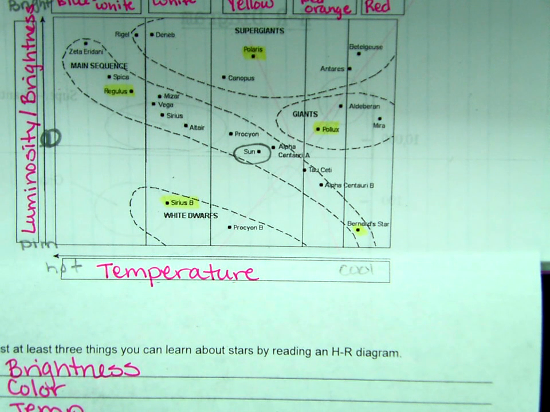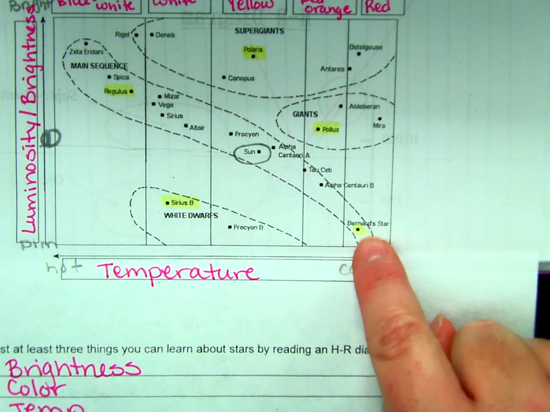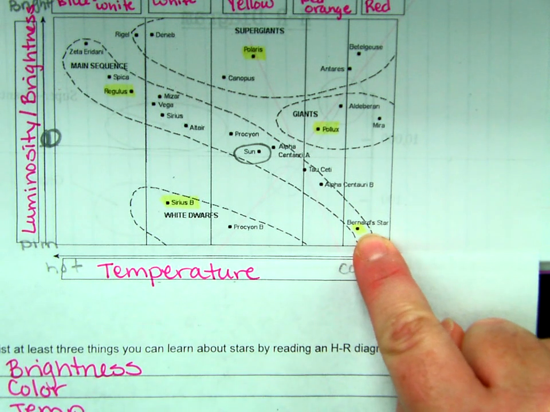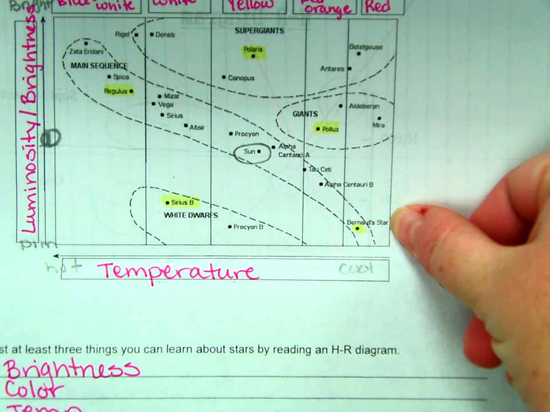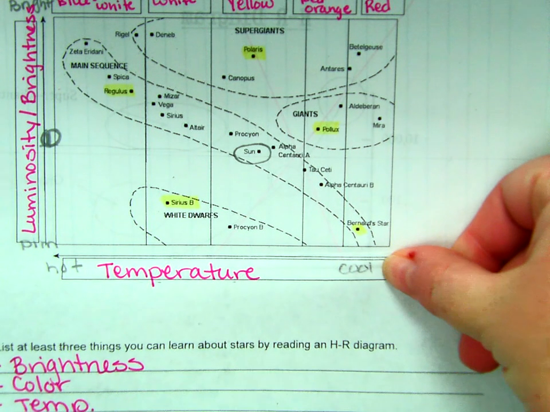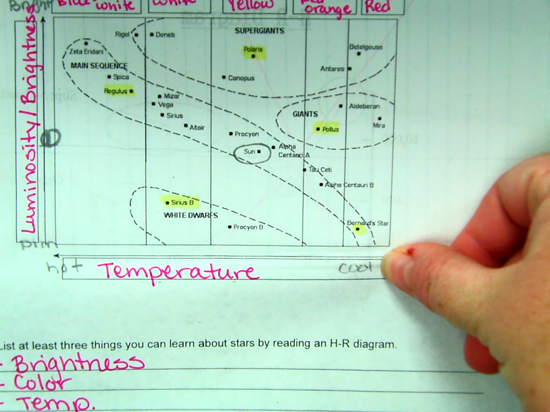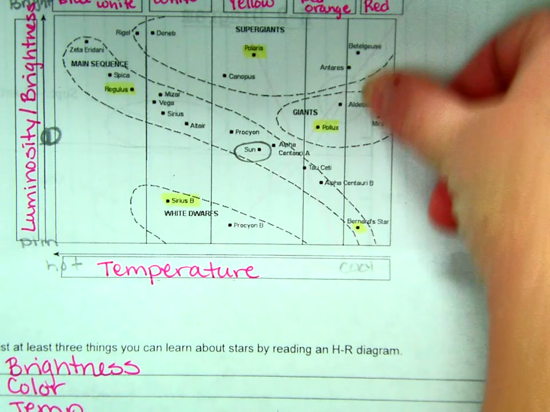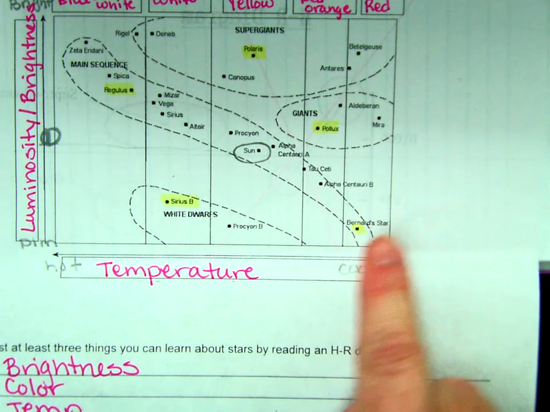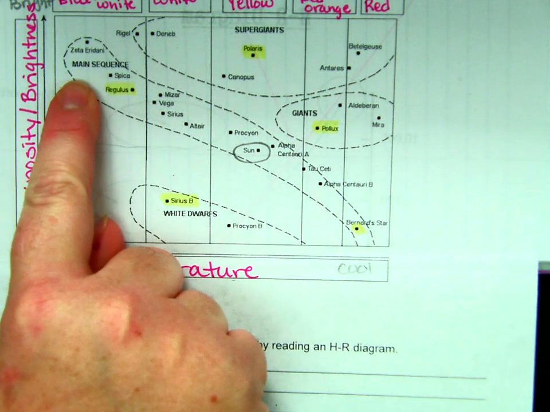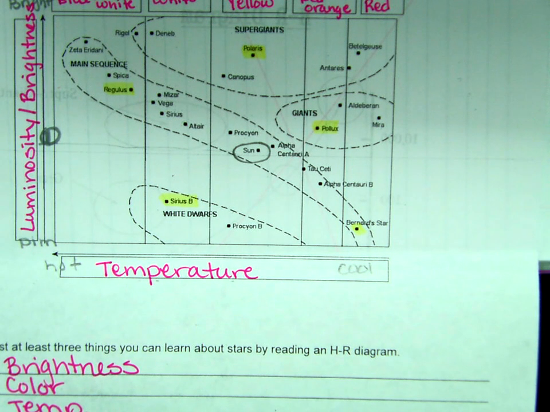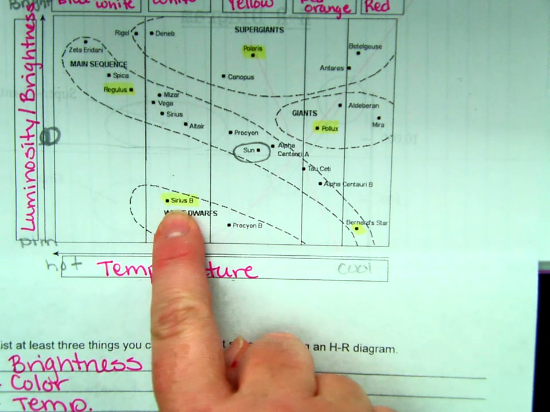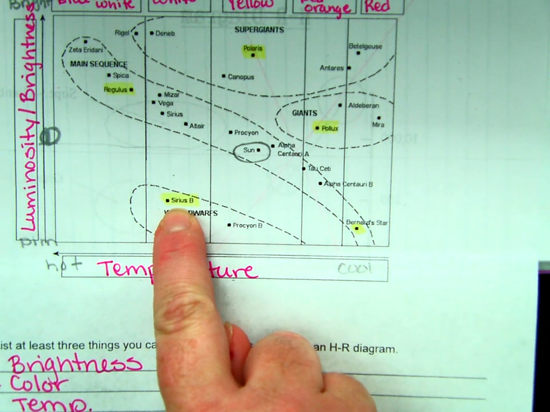So let's look at Barnard's star. Here's Barnard's star, and just by looking at it, I can say, okay, Barnard's star is a cool star. It's a dim star. It's a red star, and it is in the spectral class of main sequence. So this chart is actually super easy to use. What if I said, look at Sirius B? Yes, Sirius B, like Sirius Black from Harry Potter.